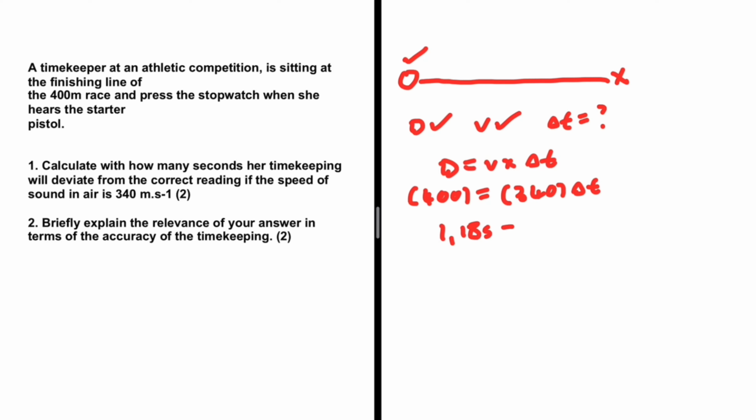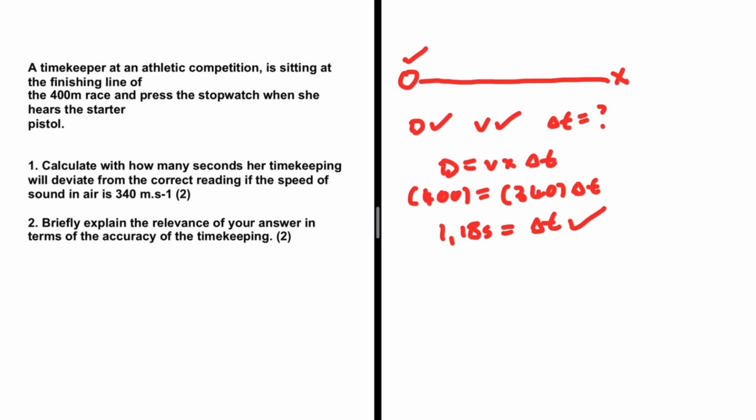1.18 seconds. So the timekeeper will only start the timer after 1.18 seconds has passed. The runners are already running in 1.18 seconds. And that's the only time when the timekeeper will start the timer. So it will deviate by 1.18 seconds.